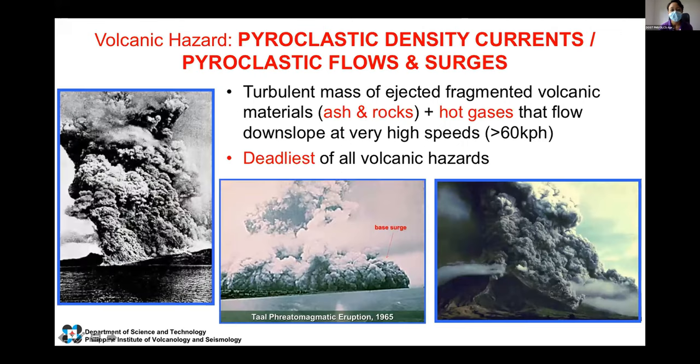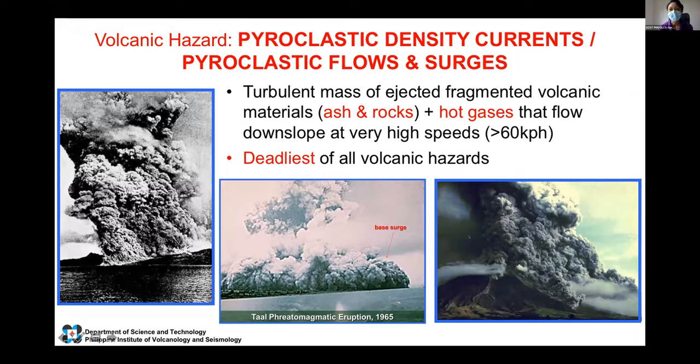Next naman po ay ang pyroclastic density current o yung tinatawag natin na uson. So, ito po ay pinaghalo-halong volcanic materials na abo at mga bato at may init po na maaaring mag-flow downslope at a very high speed. Katulad na lang po na nakita natin sa Mayon Volcano.